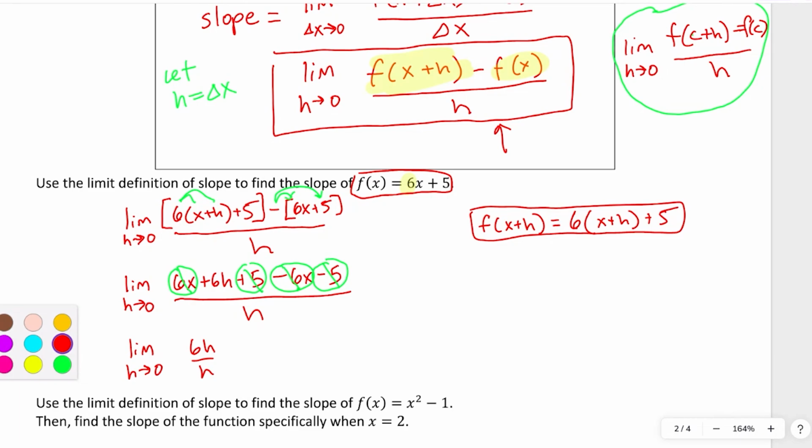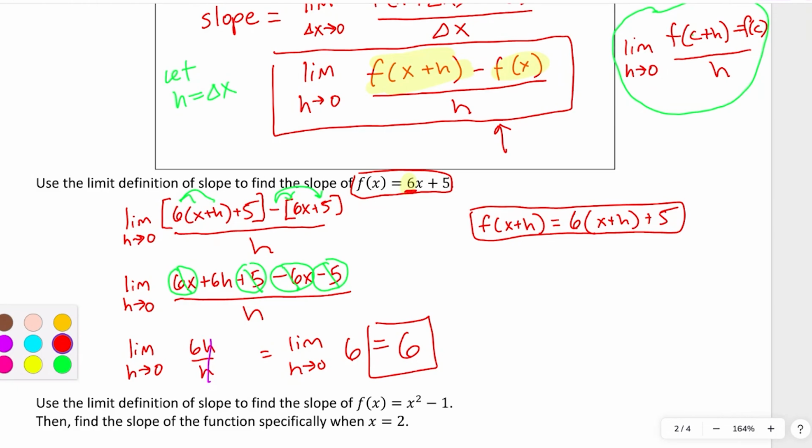Right, and at this point we can see that these h's will reduce to 1, and we know for sure that works because h isn't 0. H is approaching 0, but it's not actually getting there. So since we're not actually dividing by 0, it is safe to cancel those out or reduce it to 1. So what we have is the limit as h approaches 0 of just the function 6. There's nothing to plug in here, no direct substitution, so it's just going to be 6. So the slope of 6x plus 5 is exactly what we thought it was going to be, 6.